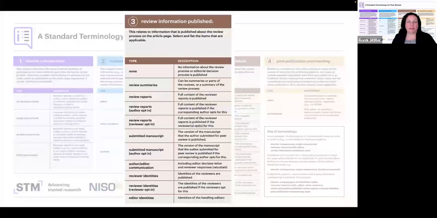And review information published is the next pillar. So this is an interesting one. Historically, we might have seen none, right? You might have never even seen the reviews ever, which would also make sense if you were printing the journal, because it costs money to print things. So you might not have included those.